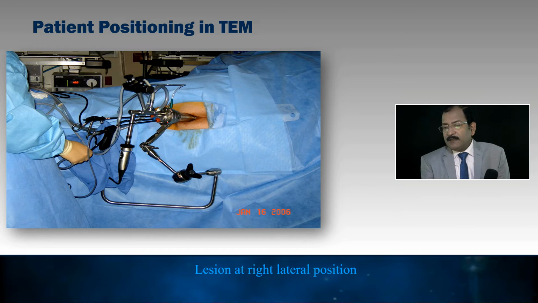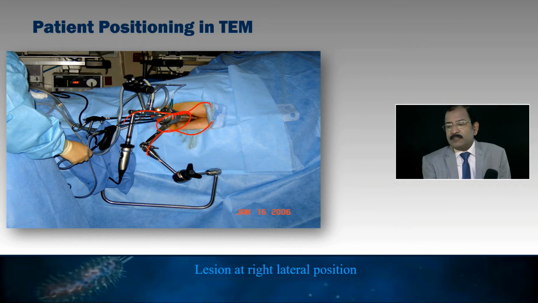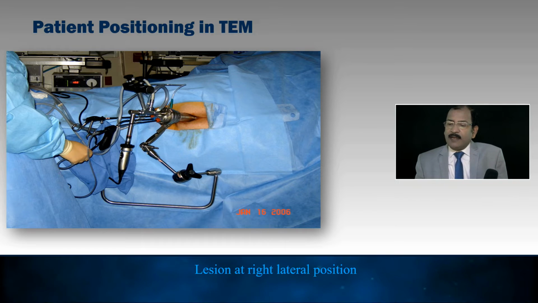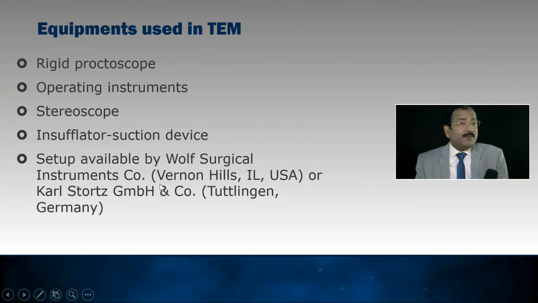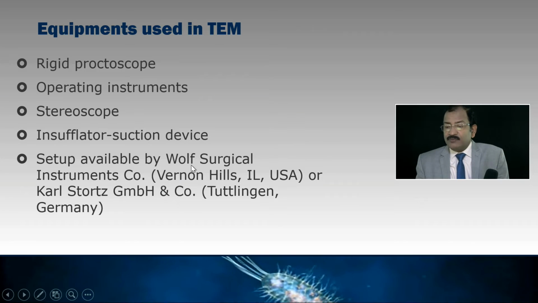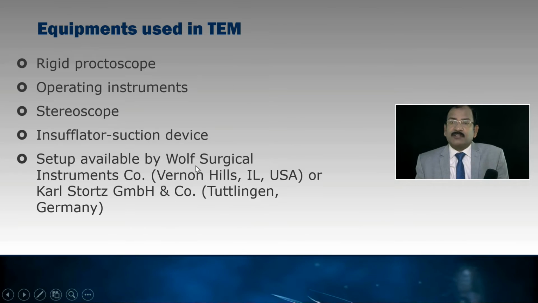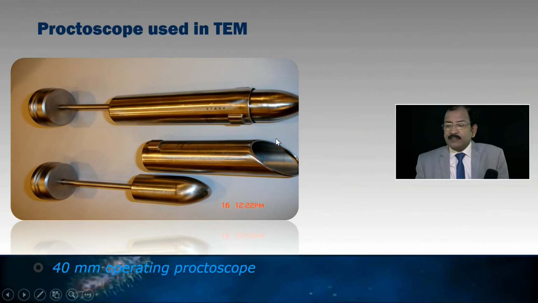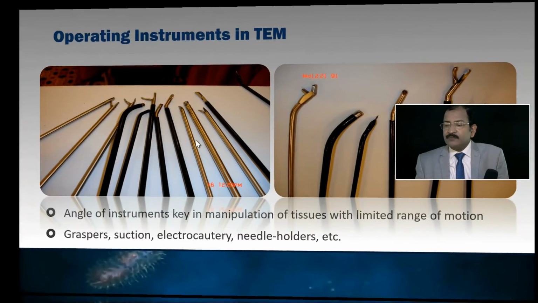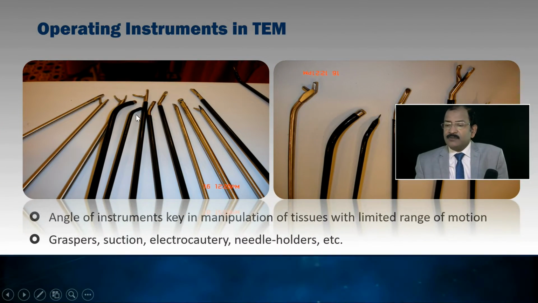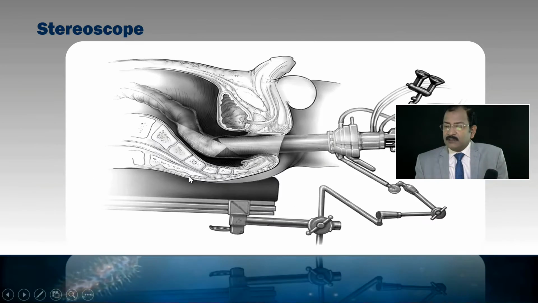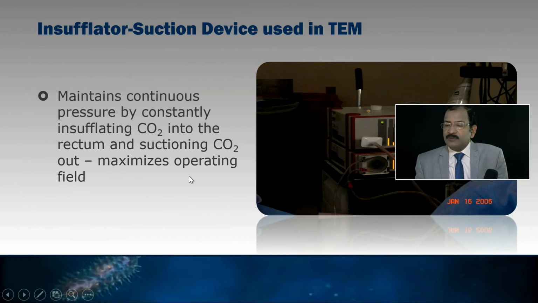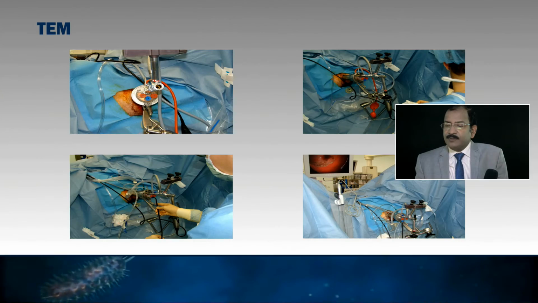In this surgery, you have to use flexible, articulating instruments, and physicians are also performing it, surgeons are also doing it. Two companies are making the instruments: one is Wolf and another is Storz. Both companies are making them. This is the 40 mm proctoscope, and these are the curved instruments which you can use. There is also a stereoscope which you can use. I will directly show you the video of how to perform this procedure.